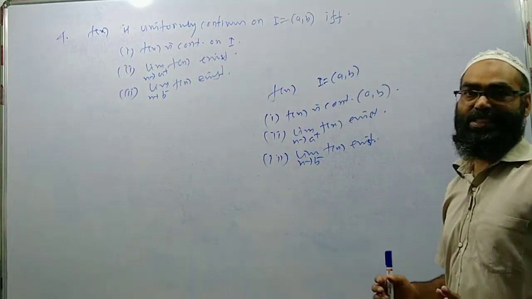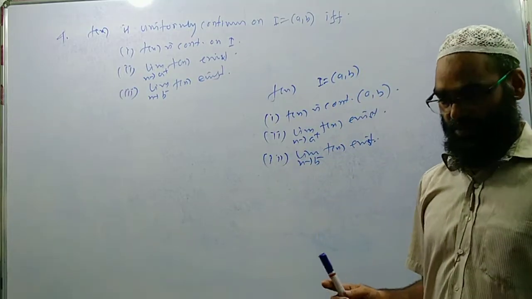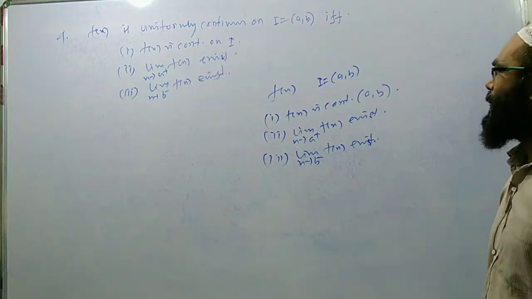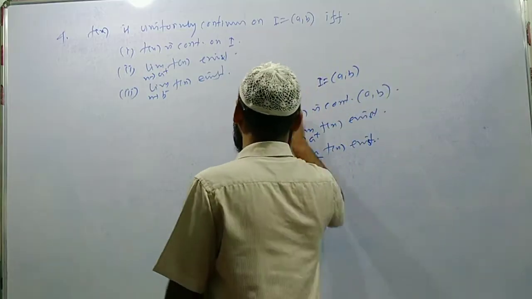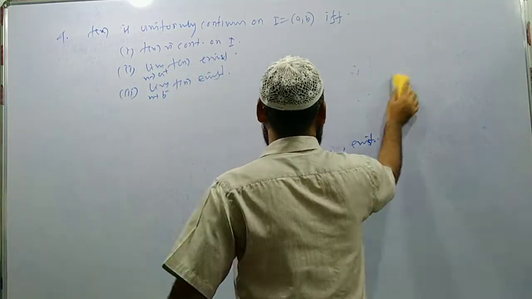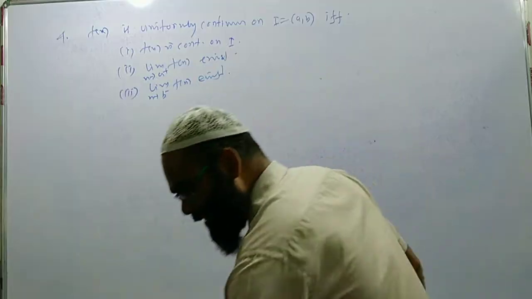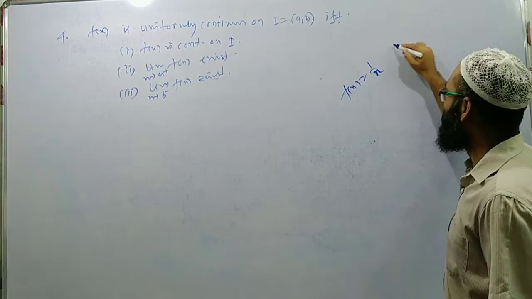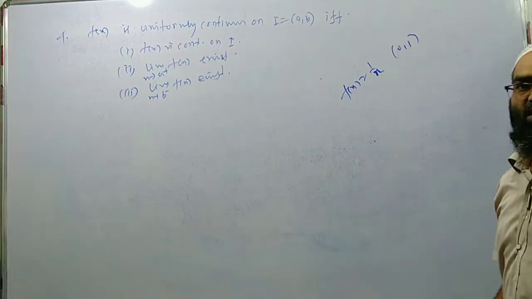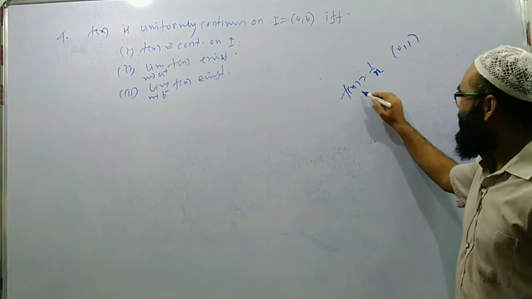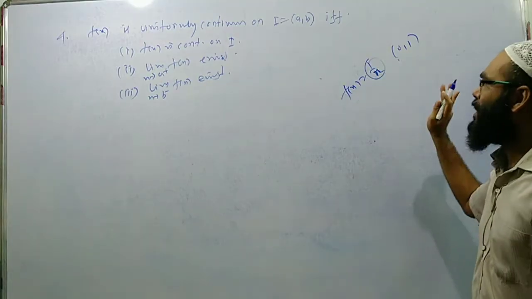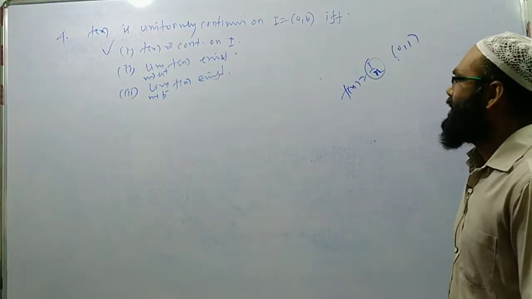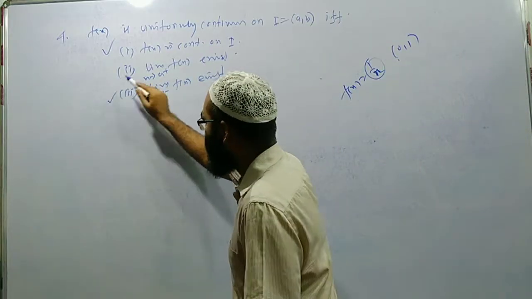This is the necessary and sufficient condition for uniform continuity of a function on an open interval. So consider the function f(x) equal to 1 by x on the open interval (0, 1). Observe that f(x) is continuous on I. Condition 1 is satisfied. Condition 3 is also satisfied.